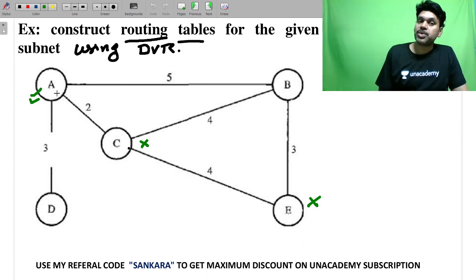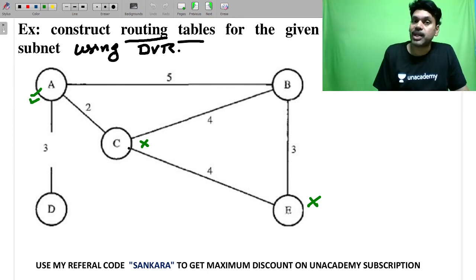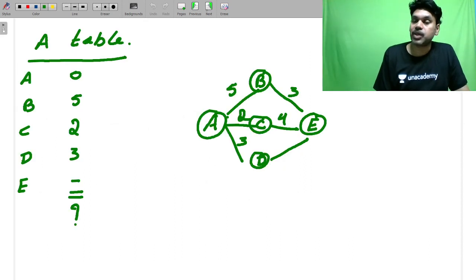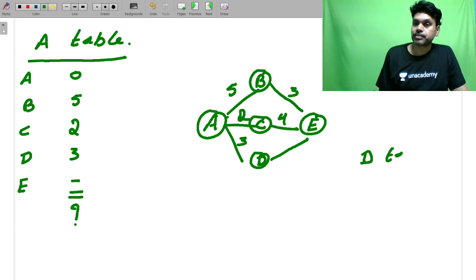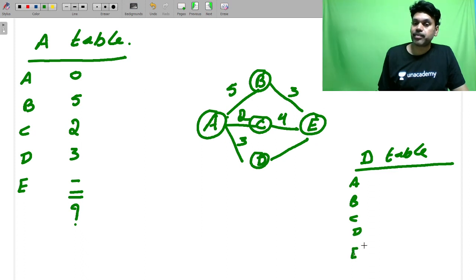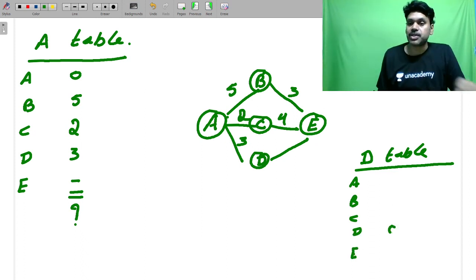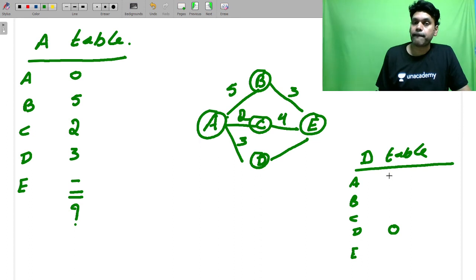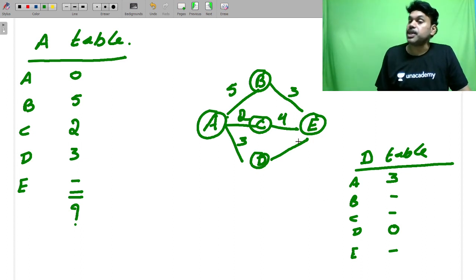So D can go to A and A to B and B to E. Like this you can go. So let us find a D table now because I need D table. So A, B, C, D, E. What is a D table? D to D is 0. D to A is 3. And remaining I don't know. So D to E we want.